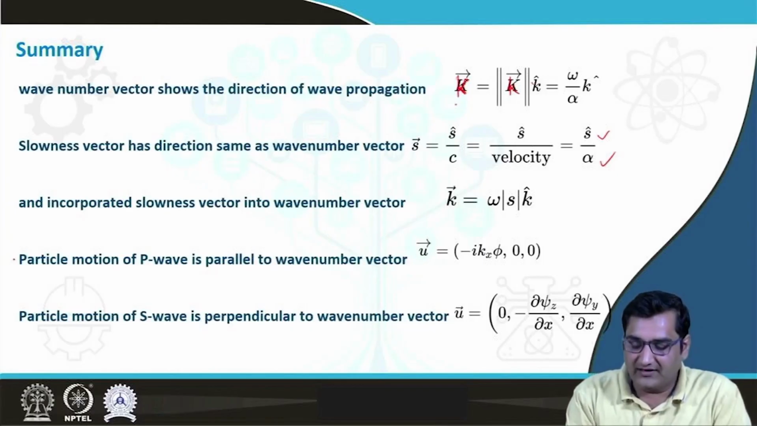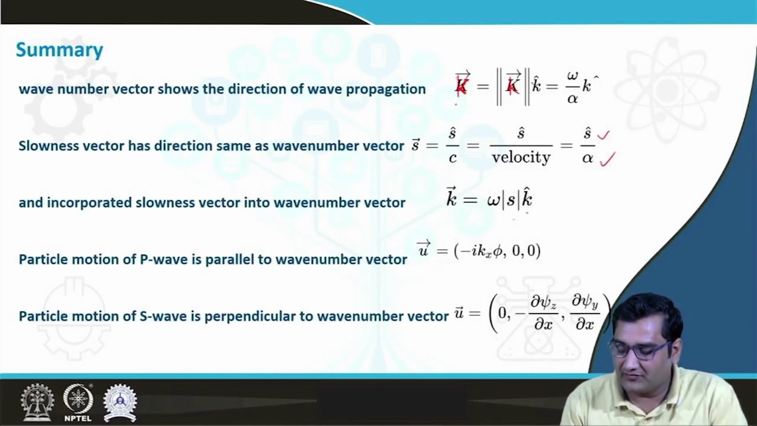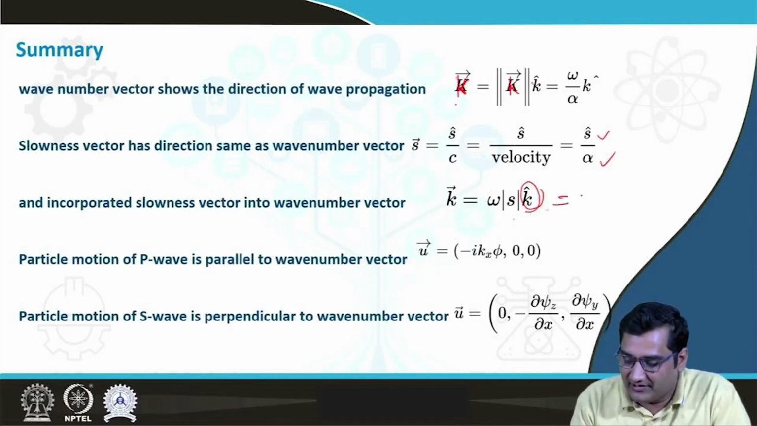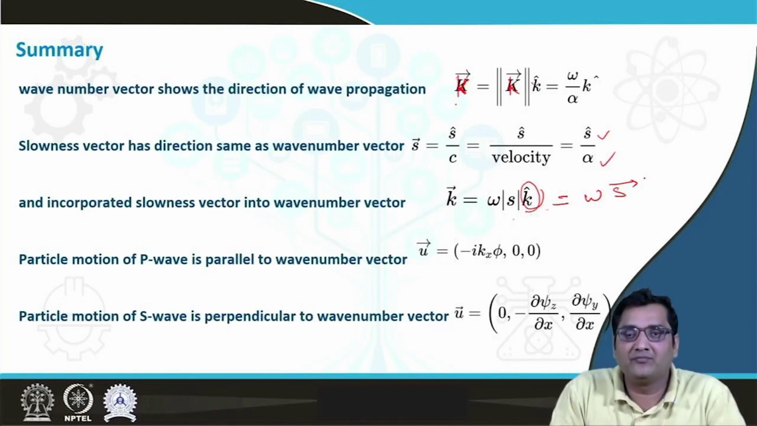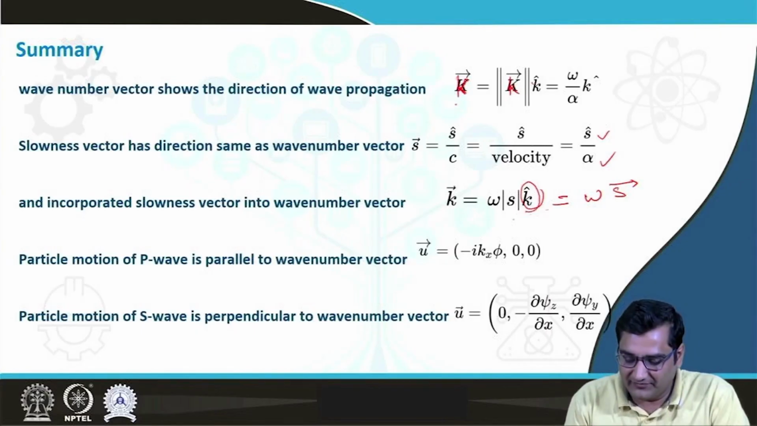The wave number vector in terms of the slowness vector can be written as k vector equal to omega modulus of s times k cap. Since k cap has the same direction as s cap, this can further be equal to omega s vector. The particle motion of P wave is parallel to the wave number vector, which we have already derived. The displacement vector for P wave was equal to minus iota k times the scalar potential for P wave, comma 0, comma 0. So here the only non-zero term is in the x direction where the wave is traveling.